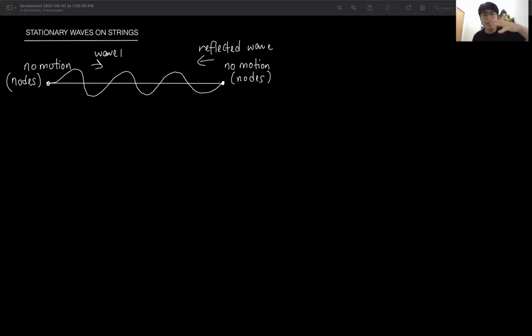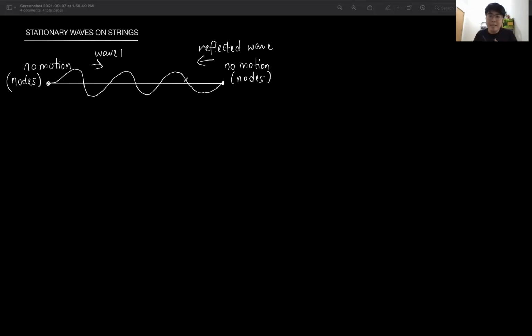Okay, because a wave is like a continuous disturbance, right? Continuous. So the reflected wave will combine with the incoming wave. Meaning that over time they will interfere with each other, and when interference happens, as you learned, they go either constructive or destructive.